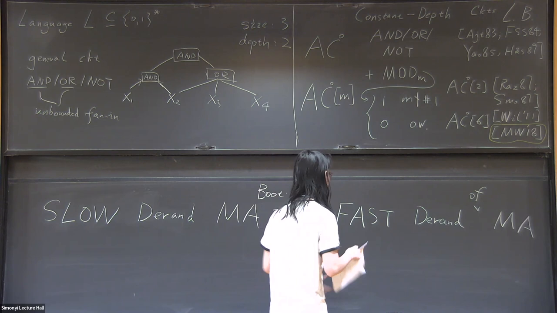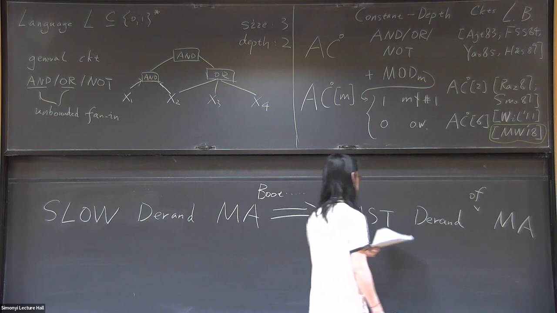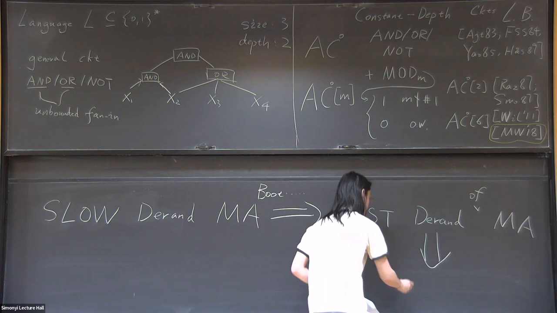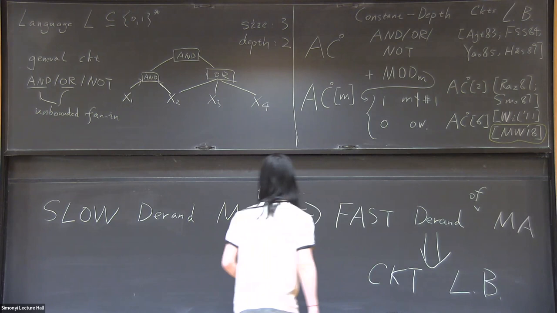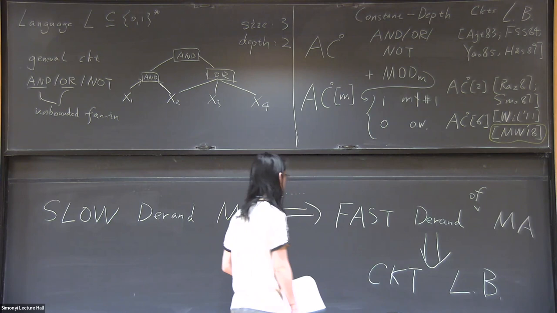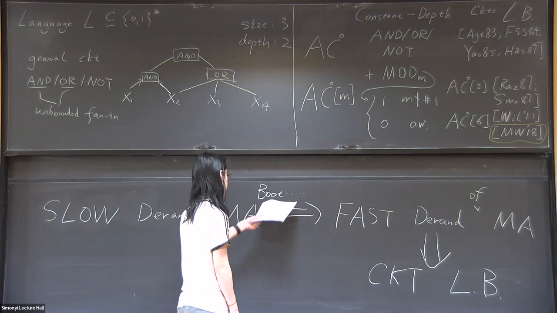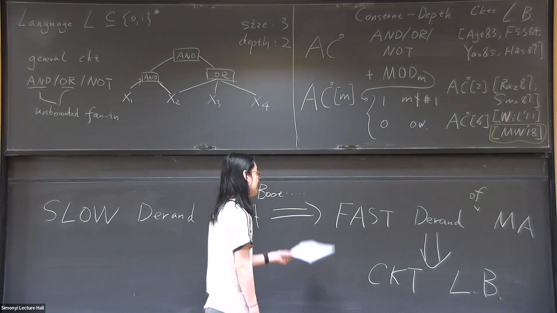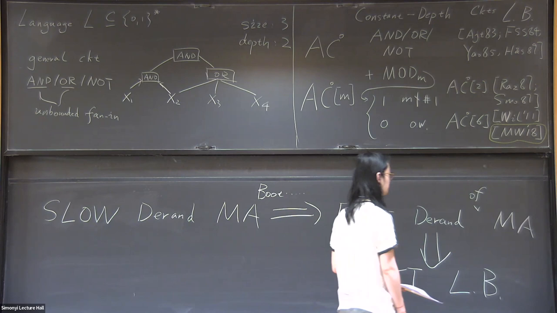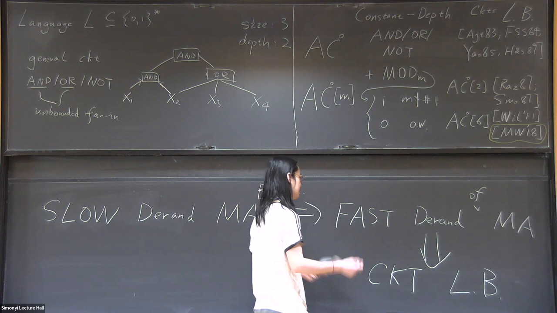I will also explain how this fast derandomization of Merlin-Arthur implies circuit lower bounds. I always write CKT to mean circuit lower bound. So these two arrows are today's topic, and I'll mainly focus on the first bootstrapping part because to me it's the most exciting one. Using this bootstrapping theorem, we can get an unconditional derandomization of Merlin-Arthur proof systems with ACC zero verifier, which can be used to prove circuit lower bounds against ACC zero.